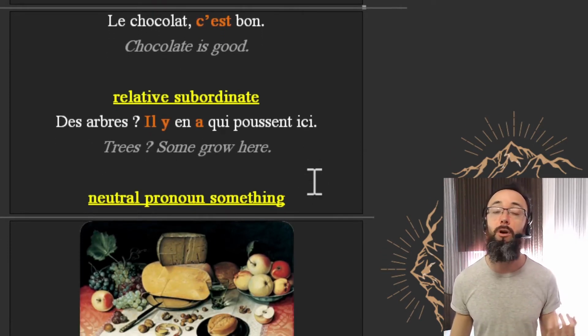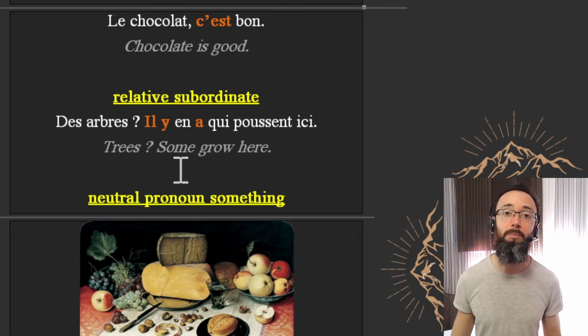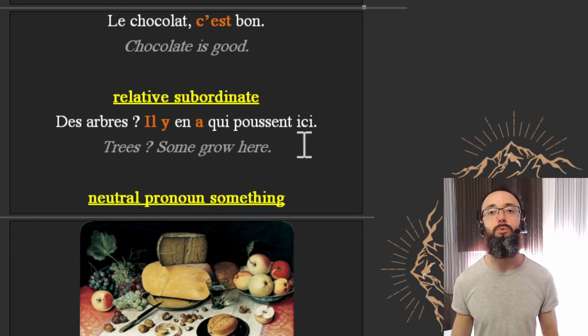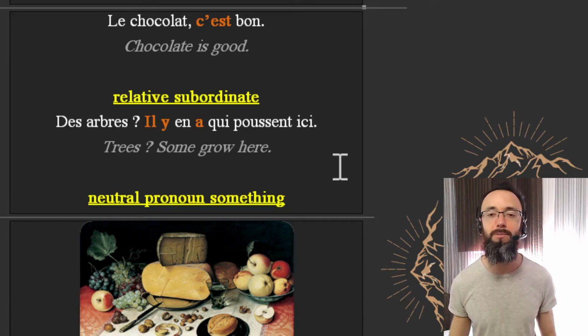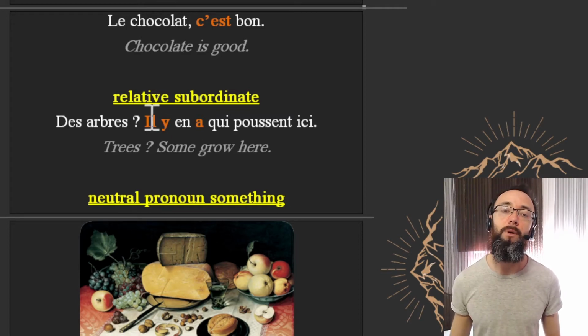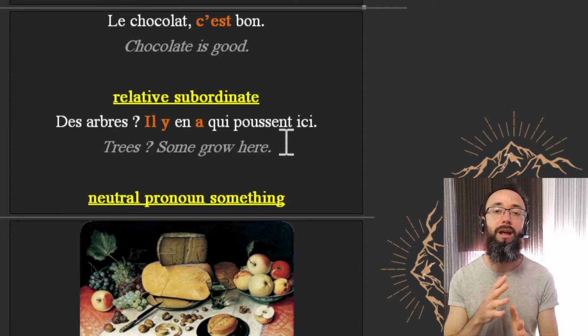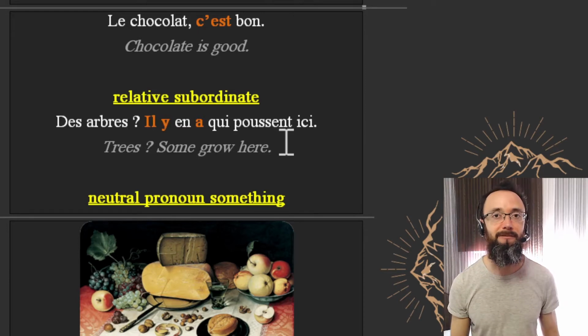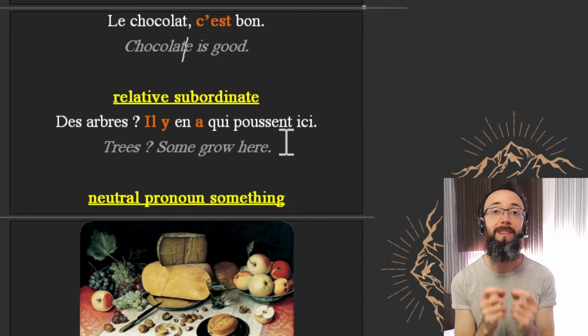Trees, some grow here. Des arbres, il y en a qui poussent ici. And I know, smoke coming out of the ears. When you read this sentence at first glance, it is very, very different from the English sentence. And it is. We just need to understand that the way that we present things in French has to do with these presentatives.